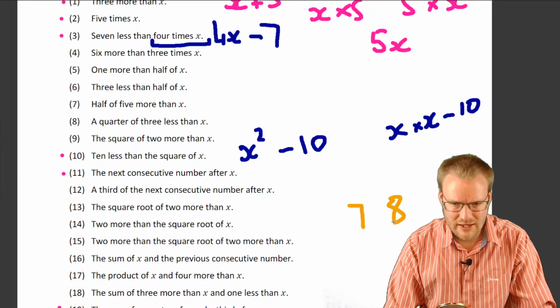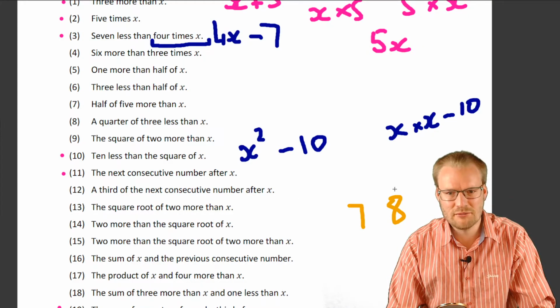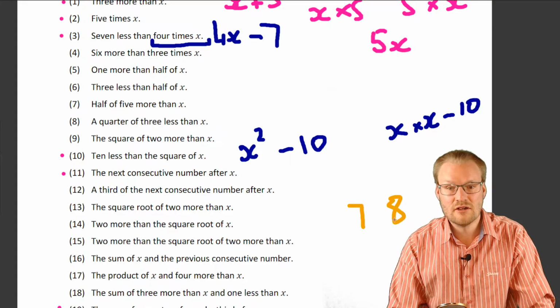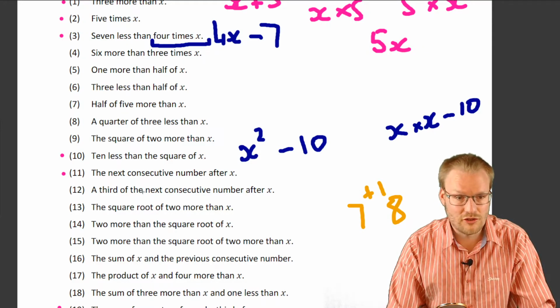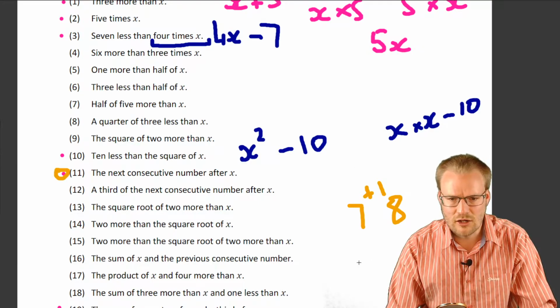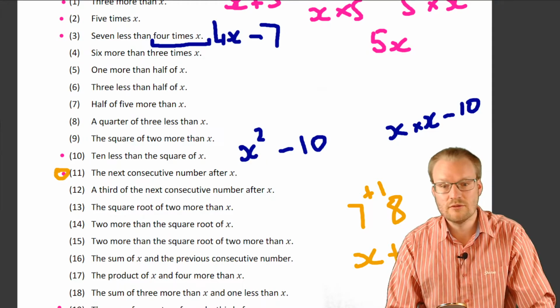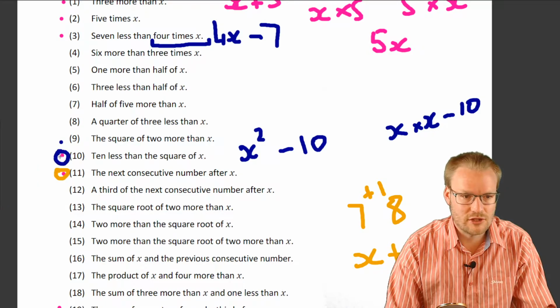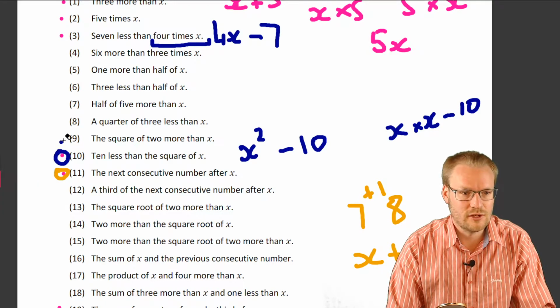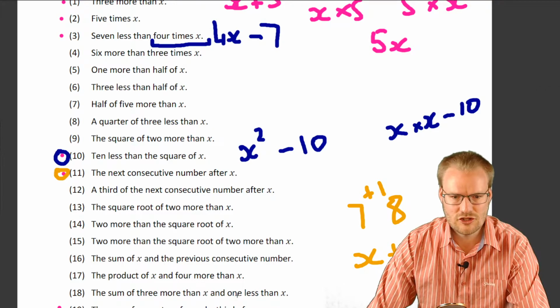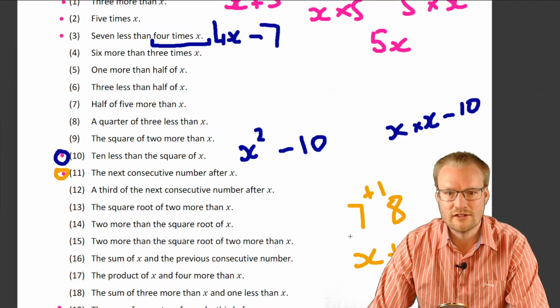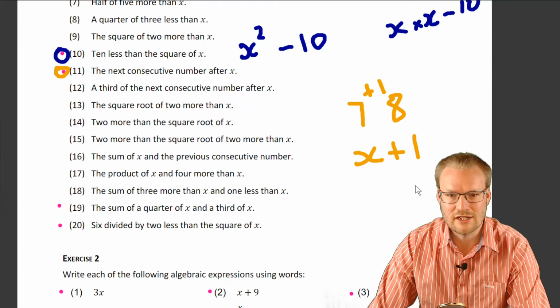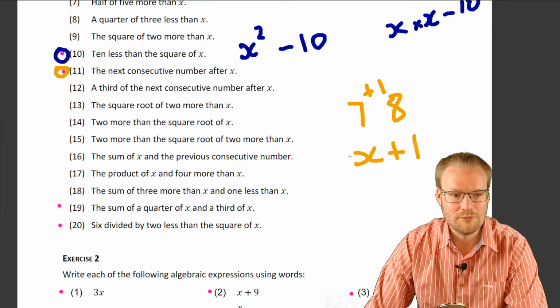So what would the next one be? Well, it would be 8. So therefore, how did we get from 7 to 8? Okay, we plus 1. So the next consecutive number after x, well, we took x and we just added 1. So if our number was 7, we plus 1 to get 8. So what I was writing there was x plus 1.